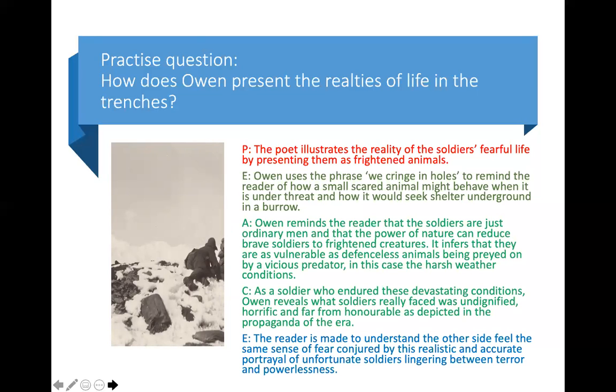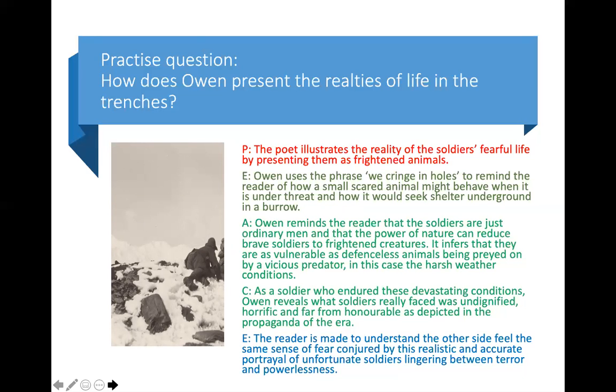Right, so my topic sentence was looking at the fearful life and how Owen presented them as frightened animals. So my point: the poet illustrates the reality of the soldier's fearful life by presenting them as animals. My evidence was Owen uses the phrase, "we cringe in holes," to remind the reader of how a small, scared animal might behave when it is under threat and how it would seek shelter underground in a burrow.